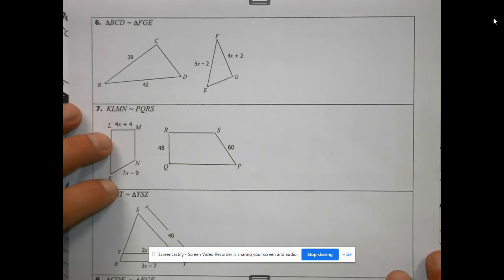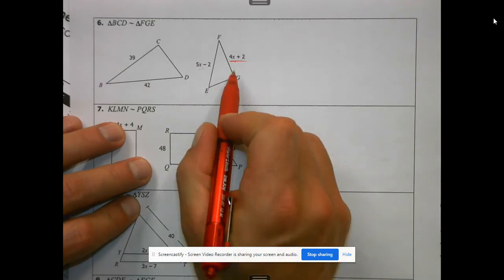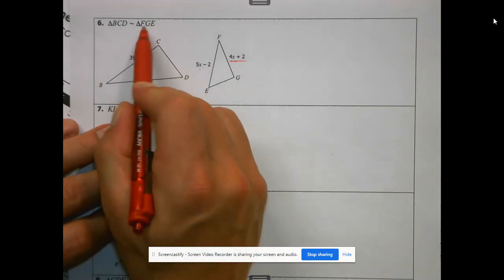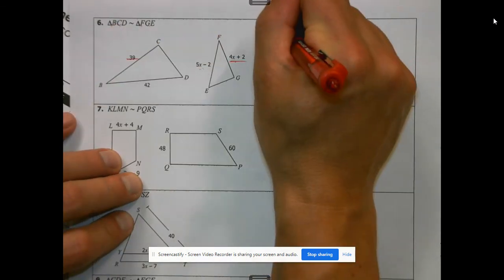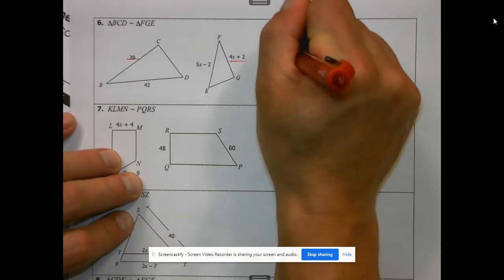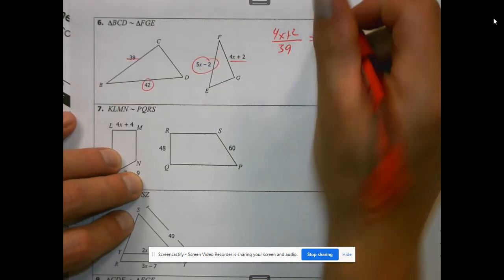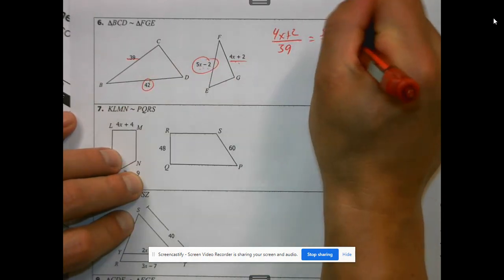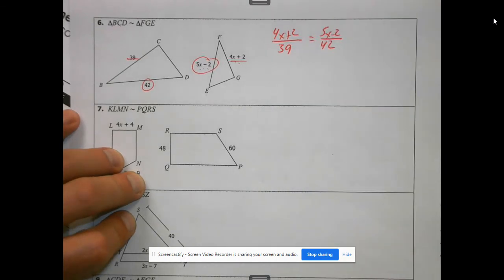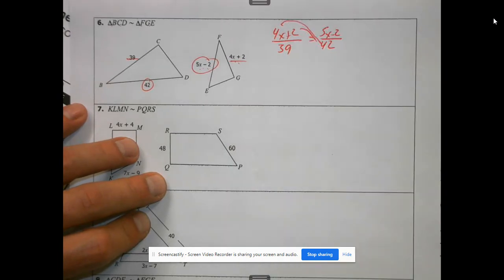Number 6. Pick one of the expressions, doesn't matter where we start. Let's go with this guy between F and G. F and G matches with BC. There's BC right there. So 4x plus 2 over 39 equals this expression over that guy. Right to left, right to left. Cross multiply. Let's see here. 42 is going to hit both of those guys right there.